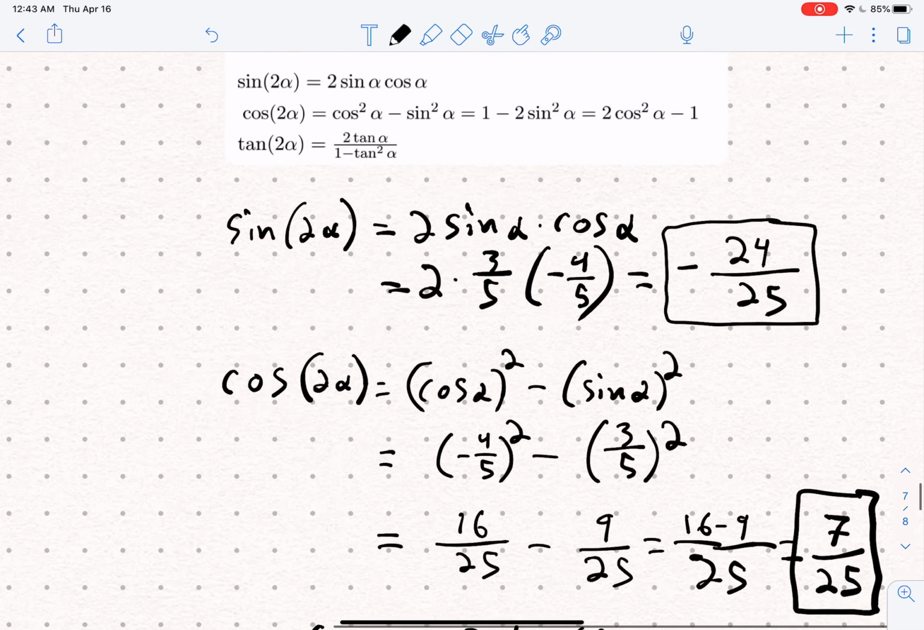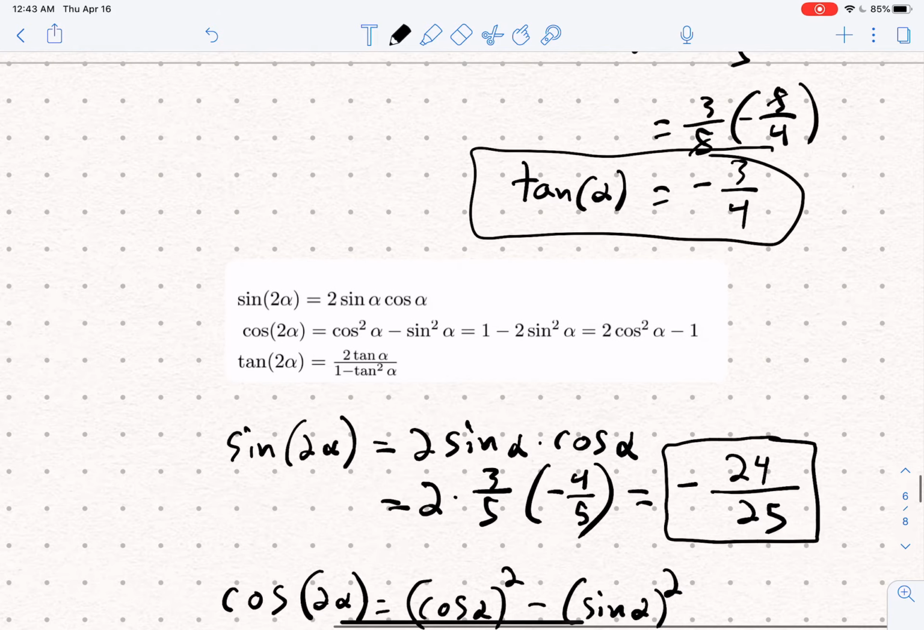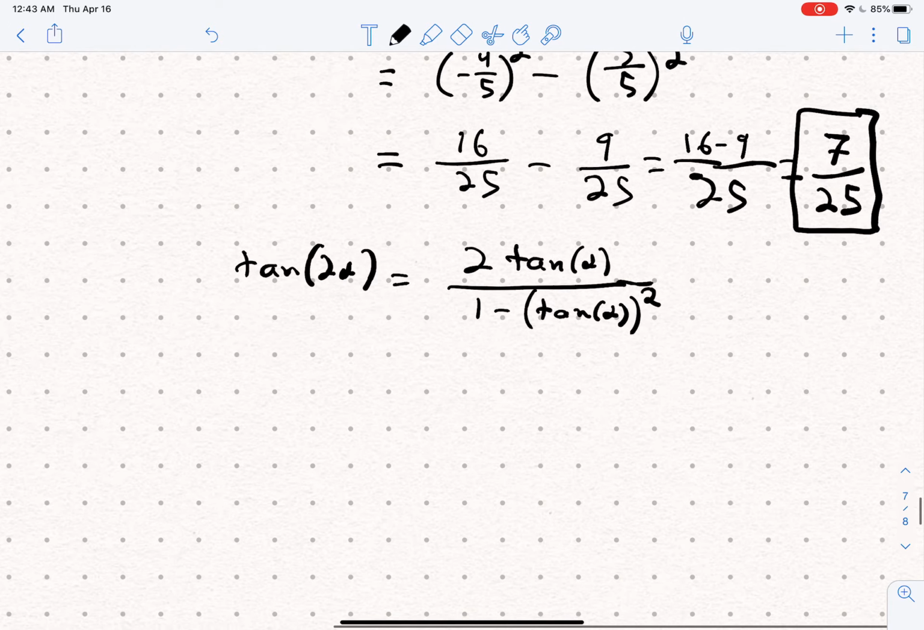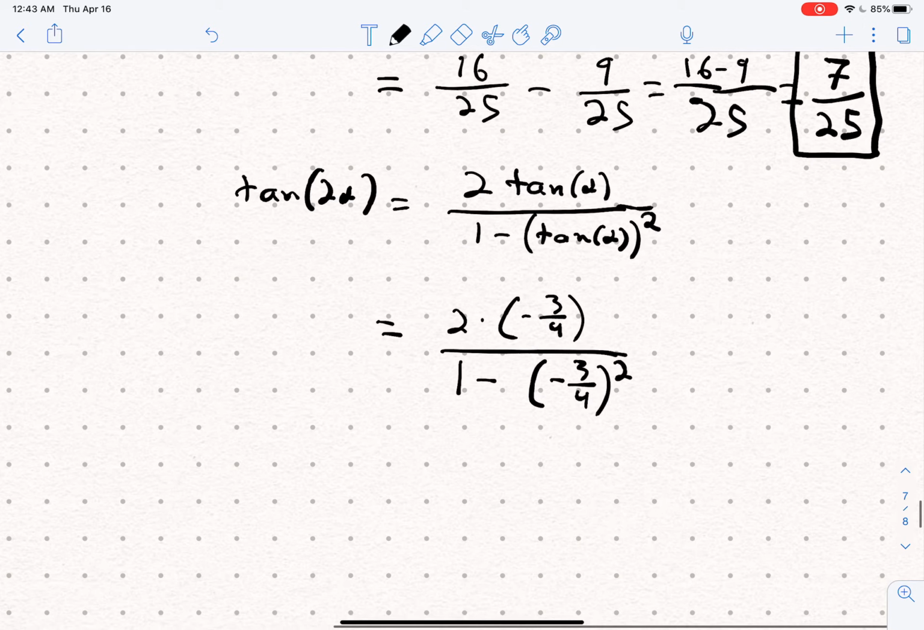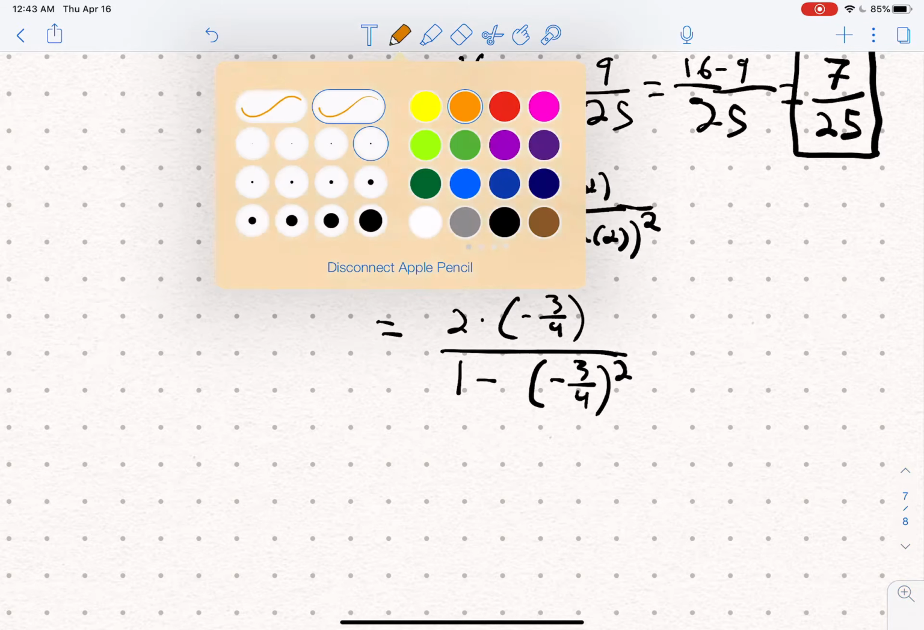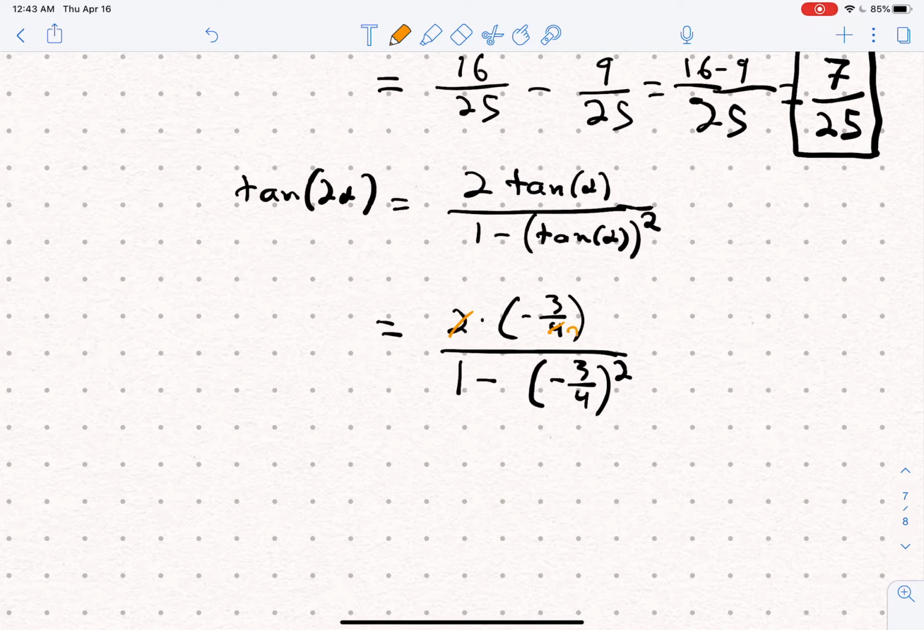Now, what was tangent of alpha? We found that up above. It was negative 3 over 4. So let's go ahead and substitute that in. This is 2 times negative 3 over 4 over 1 minus negative 3 over 4 squared. What am I going to do here? Well, on the top, I'm going to multiply 2 times the parentheses. The 2 is going to cancel, and the 4 cancels with the 4 on the bottom, and leaves just a 2 on the bottom.